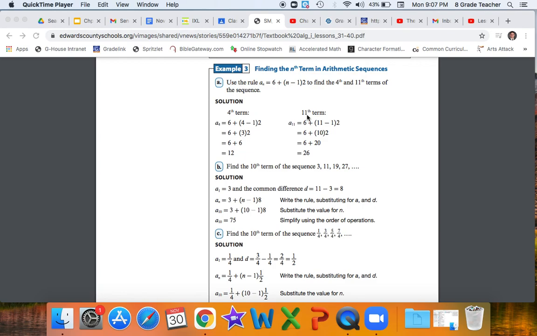Or I can use this shortcut, which says the 11th term, plug that in. 11 minus 1 in parentheses here is 10. 10 times 2 is 20. 20 plus 6 is 26. In letter B, it says find the 10th term in the sequence of 3, 11, 19, and 27. Well, here it doesn't give you what the common difference is or what the first term is. You have to kind of pick those things out from the information that it shows you.